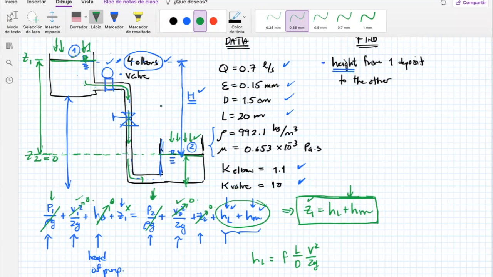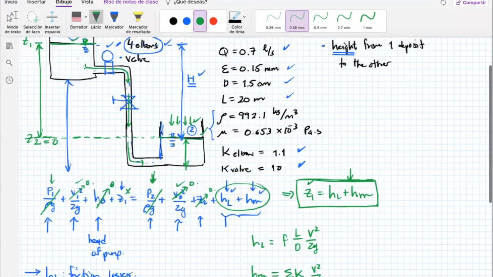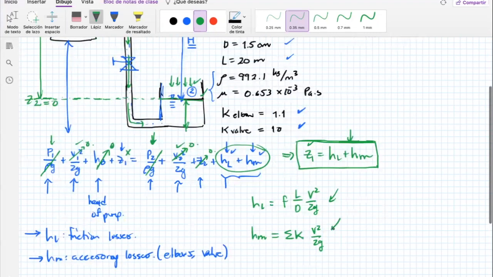I can consider that, okay? So right at 1, velocity is 0, right at 2, velocity is 0, but in the meantime, from 1 to 2, maybe V is not 0. That's why these are not 0. If these two were 0, then C1 would equal 0, and that is not real. So I need to find these. What I'm going to do with those two is put them together. I'm going to say FL/D plus the sum of the accessory coefficients equals V2 divided by 2G. So I'm factorizing V2 divided by 2G.